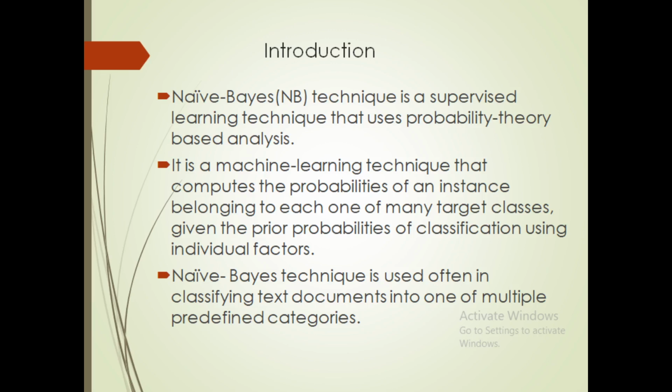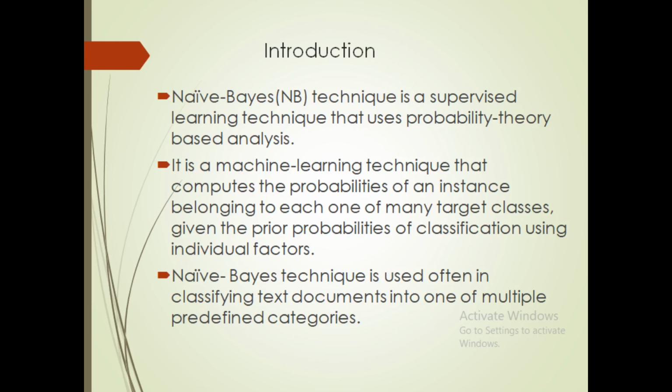Naive Bayes technique is a supervised learning technique that uses probability theory based analysis. That is, here we have a supervised learning technique wherein the classes will be predefined, and apart from this we are going to find the probability that a current instance belongs to any of the given classes. It's a machine learning technique that computes the probabilities of an instance belonging to each one of many target classes given the prior probabilities of classifying using individual factors.